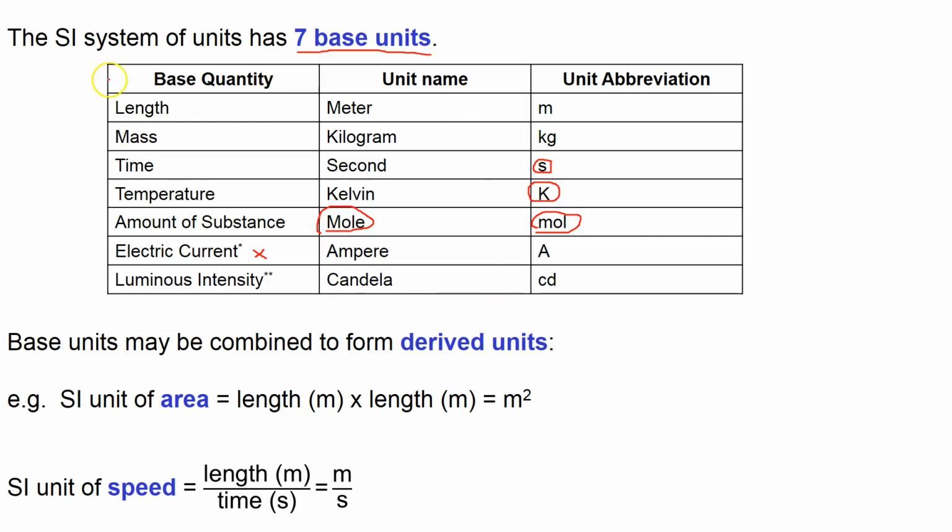Now, it's probably obvious to you that there are more than 7 things that we can measure, and what we do to get units for those other quantities is we combine these 7. So for example, the SI unit of area would be the SI unit of length multiplied by the SI unit of length, which gives us meters squared. The SI unit of speed in terms of the base units would be length divided by time, so that would be meters divided by seconds. So in this way we can build up other units for things that are not amongst these 7 here.